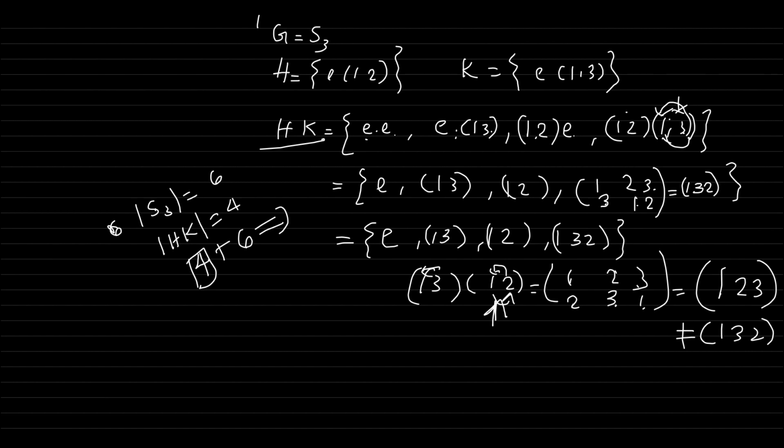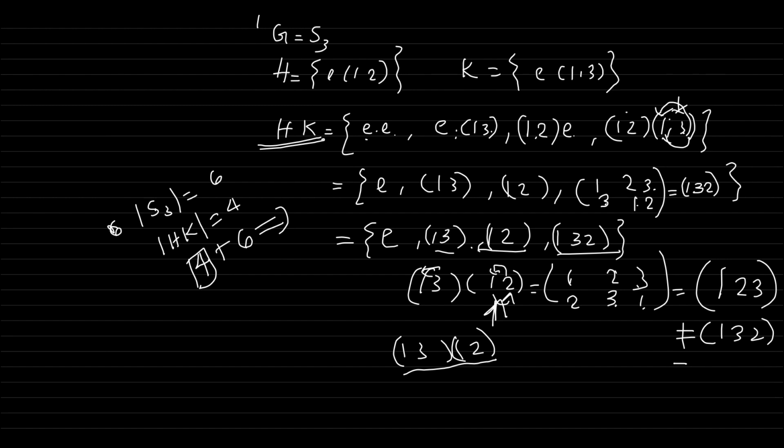So therefore this is 1 3 1 2 1, and 1 3 1 2, which is not equal to 1 3, which is not equal to 1 2, which is not equal to 1 3 2. Therefore this is another element, and if HK is a subgroup, then the product of any two elements must be in HK.